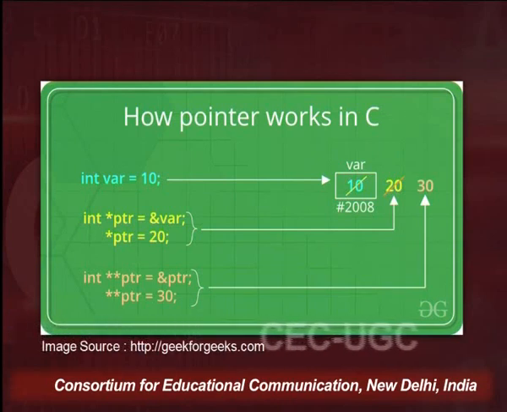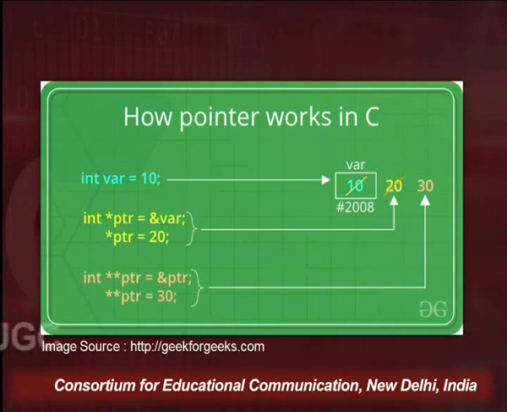So there are three things with any normal variable. One is the name of the variable, here I have taken it as var. Another is the value, which is 10, and the third one is the address. Now this address is actually in the form of a hexadecimal number, which is not possible for us to recite, so I have taken a symbolic address, #2008. Now, let's see what the value of the ptr variable is.